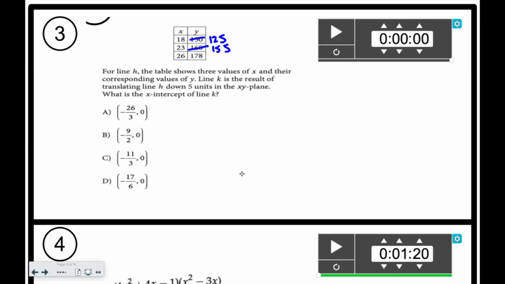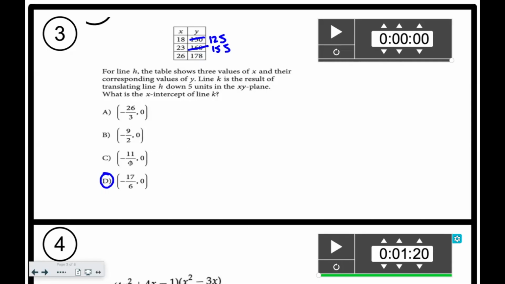And of the answers, negative 2.83 repeating is D. You could check quickly on a calculator, but 6 goes into 17 like 2 times, almost 3. So you can do it.